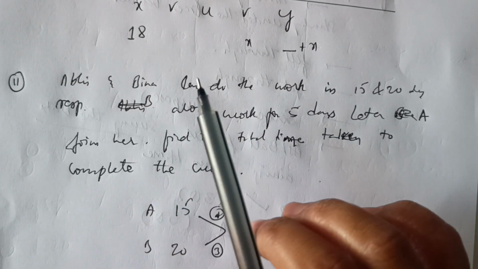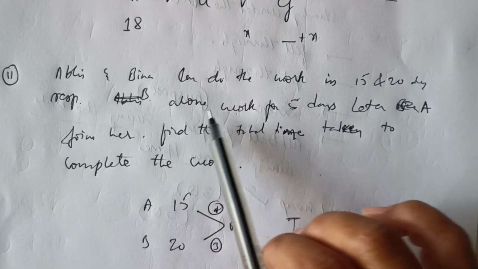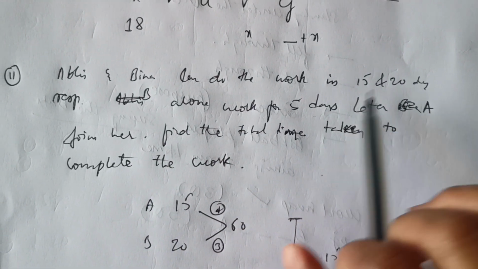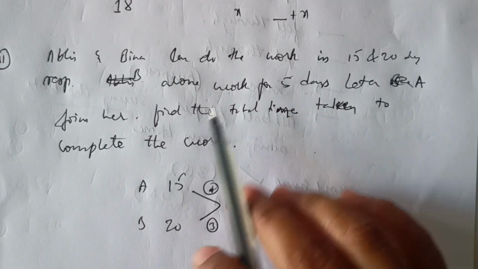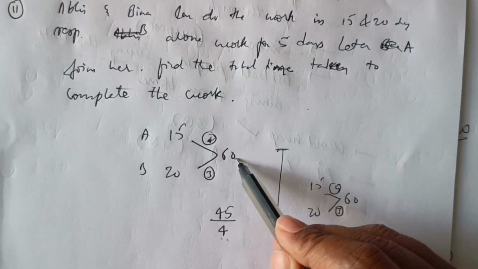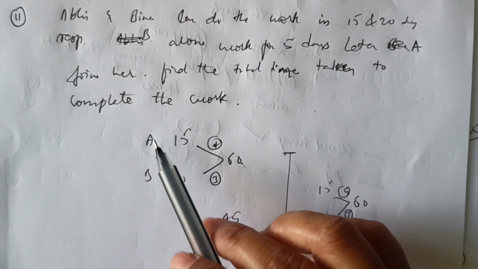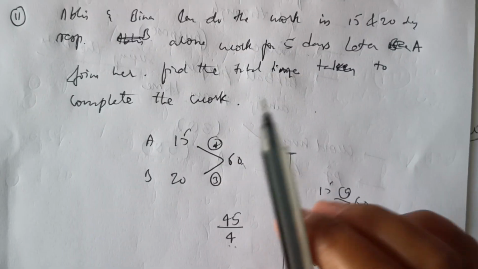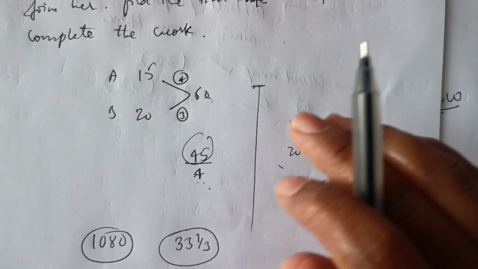Okay, exact like this only. So Abhi and Bina, they can do the work in 15 days and 20 days respectively, and B alone worked for 5 days, and later A also joined her. So find the total time taken to complete the work. Okay, I don't know, it was a very easy one, but still I was not able to solve this. Maybe I have misread the data here, like instead of writing B I wrote A, I think. So I didn't solve this question, I don't know the answer for this. If you know, please let me know.